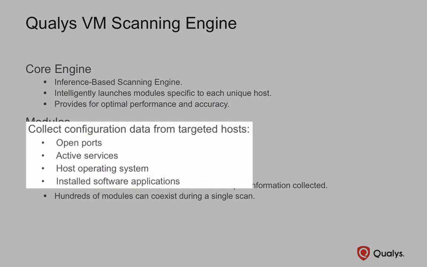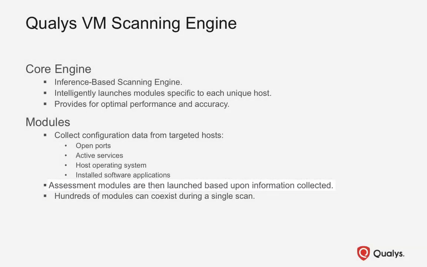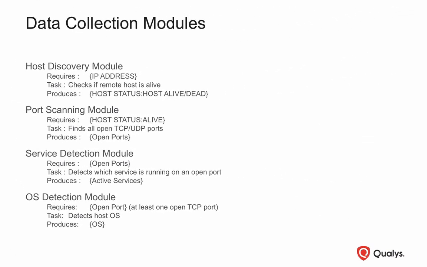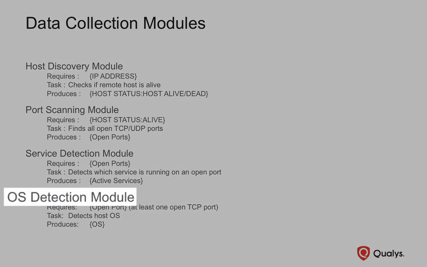Initial modules are launched at the beginning of an assessment scan to collect the data needed by the scanning engine to select the appropriate vulnerability assessment modules and tests. The primary modules that collect the host configuration data that will be used later by the scanning engine to select the appropriate assessment modules include host discovery, port scanning, service detection, and operating system detection.